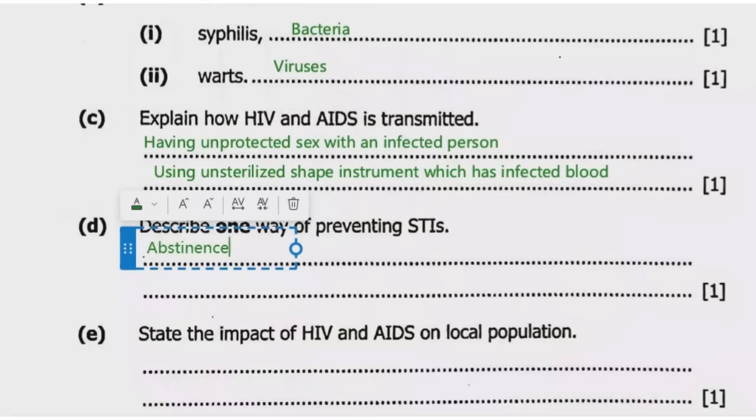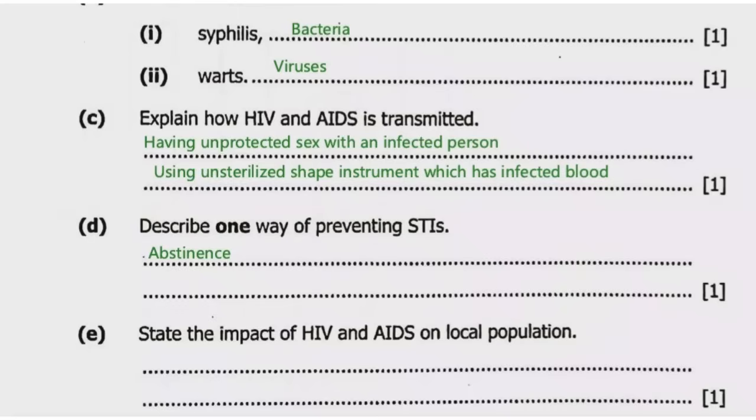Abstinence. Okay, abstinence, that's what you used to say when we were at school. So you make sure you don't get involved in sexual activities. That's what we mean by abstinence. So you abstain from sex. This way, it's a 100% sure way of not getting HIV/AIDS.